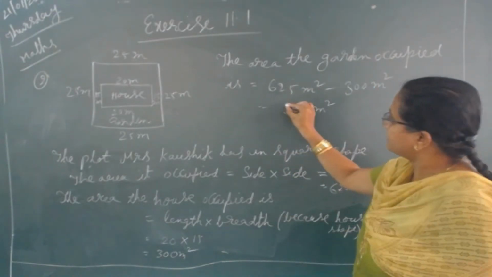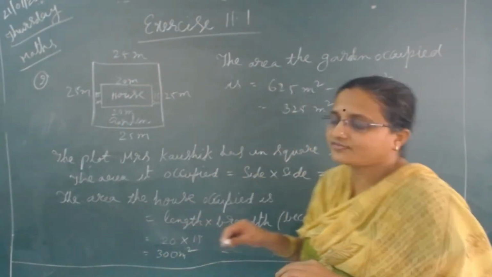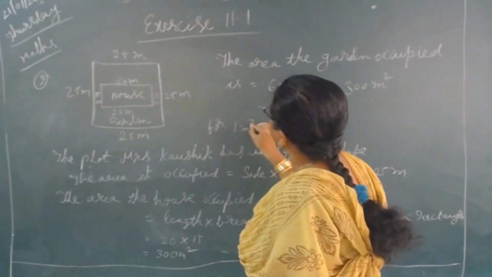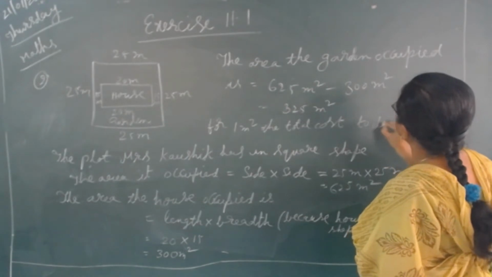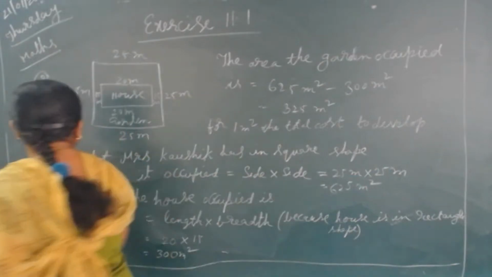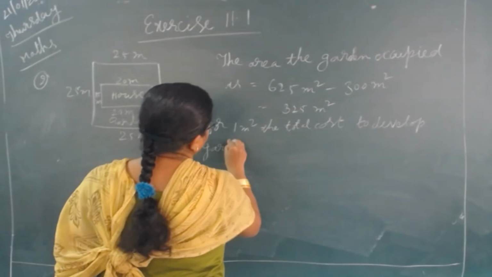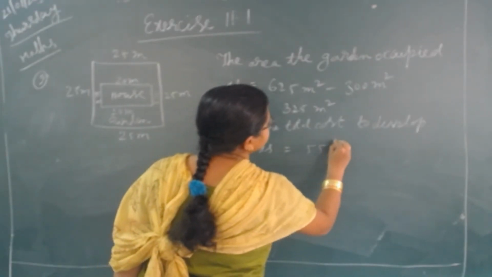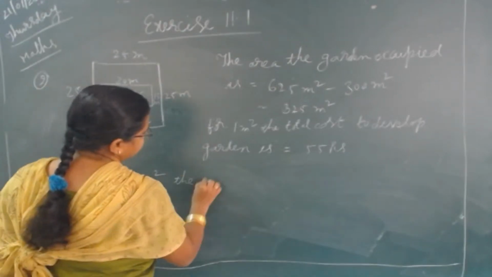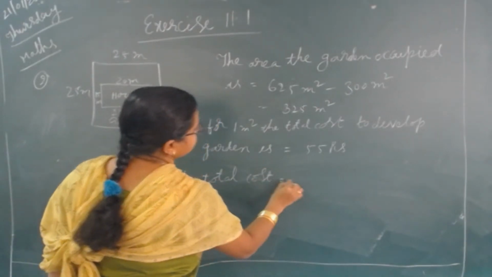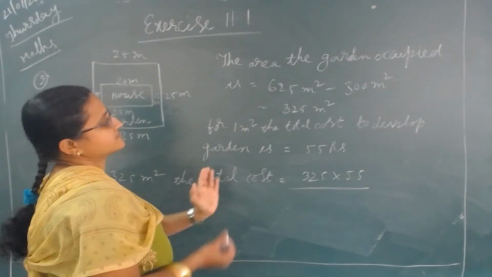So for 325 meters square area, the total cost of developing a garden around the house is at the rate of, for 1 meter square, you have to pay 55 rupees. Okay, for 1 meter square. For 325 meters square, the total cost is 325 into 55. Okay. For 1 meter square, 55 rupees. For 325 meters square, 325 into 55.